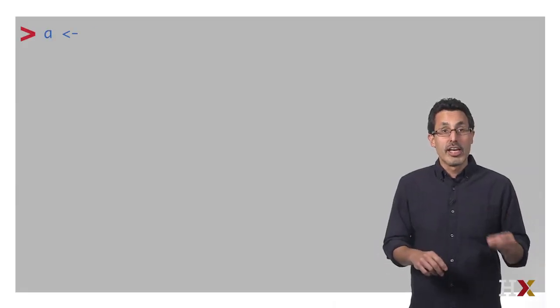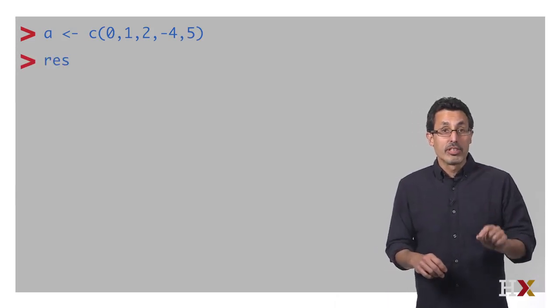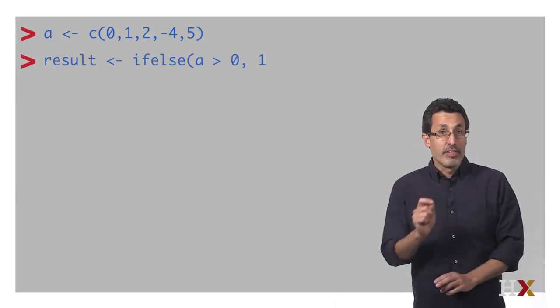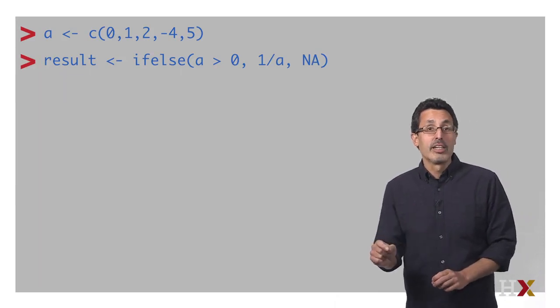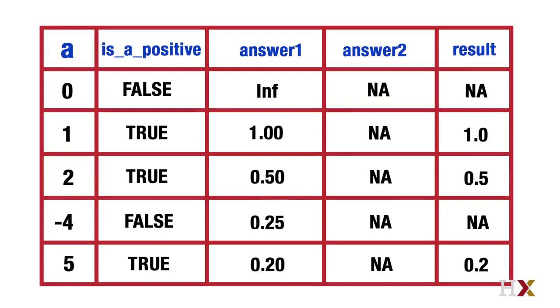But the function is particularly useful because it works on vectors. It examines each element of the logical vector and returns the corresponding answer accordingly. So let's look at an example. Let's define A as 0, 1, 2, negative 4, and 5. Now the result here is going to be the reciprocal if A is positive and missing data if it's not. This table helps us see what's happening.